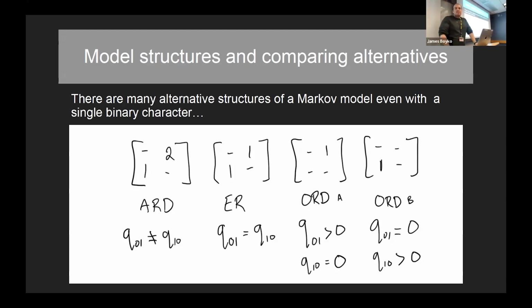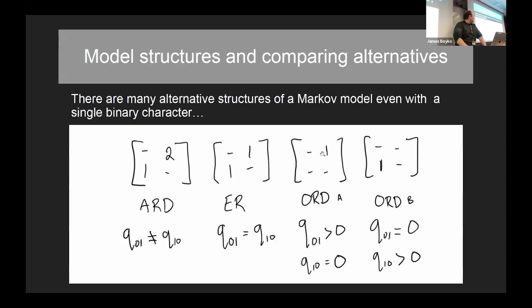You can also have equal rates. You can think of this as drift, where you go 0 and 1 and bounce back and forth with an equal probability of any transition occurring given some amount of time. You can have ordered models. So in this case, you're only allowed to move forward. You only accumulate changes. You never reverse back to a previous state.